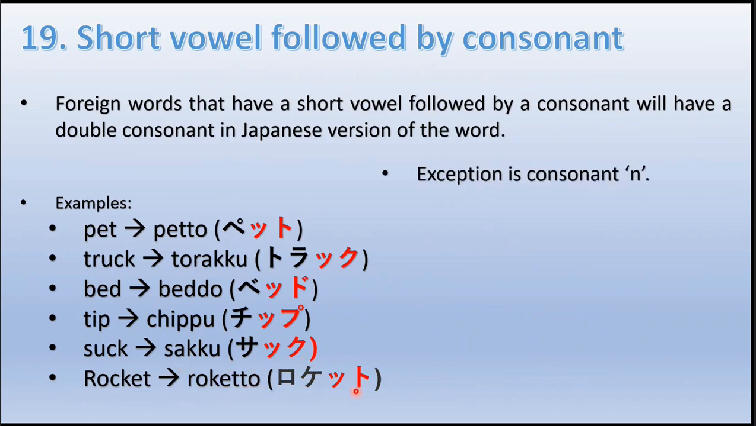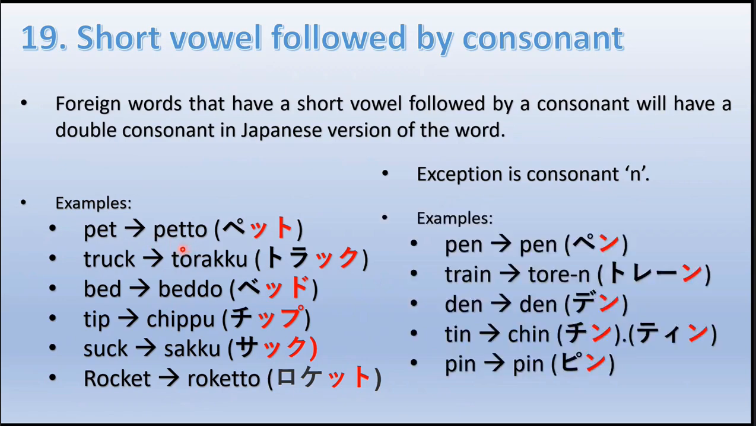Now there is an exception: when there is the consonant n at the end, then we don't have to follow this rule and it will be straightforward. Pen remains pen, train remains toren, den remains den, tin becomes chin or tin as per the modern katakana rule that we discussed, and pin remains pin. So except for this consonant n, for any other consonant, if that is preceded by a short vowel sound, then this double consonant version of that sound will take effect.